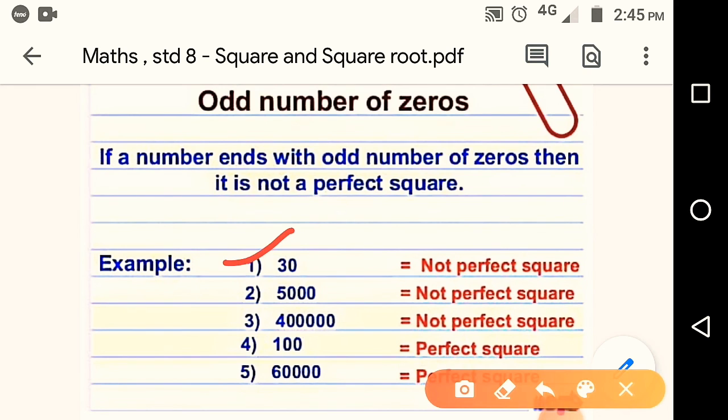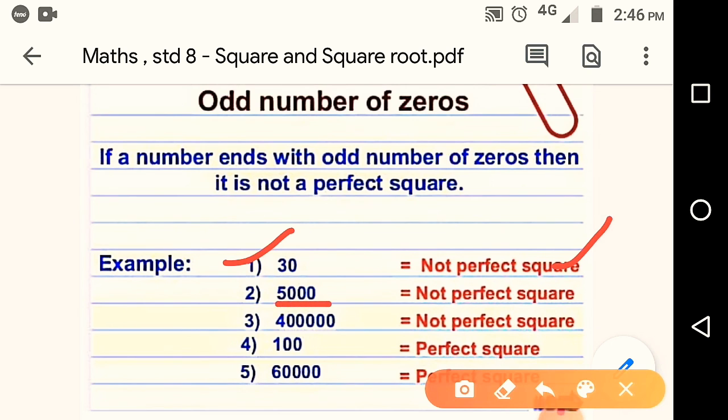30 is not a perfect square, because if we multiply any number with zeros two times, the zeros get doubled. If it is one time in the number, in the answer it will be two times. If it is two times in the question, then the number of zeros in the answer will be four times. So these are all not perfect squares. 30 is not a perfect square.